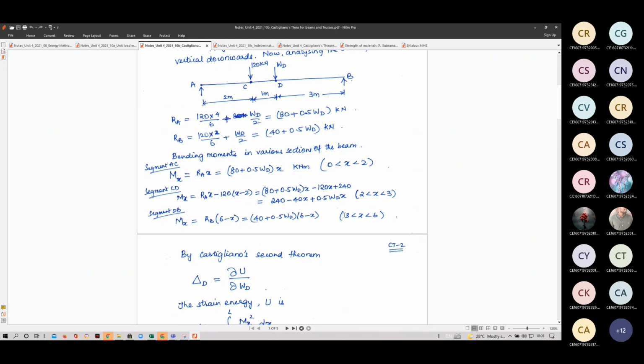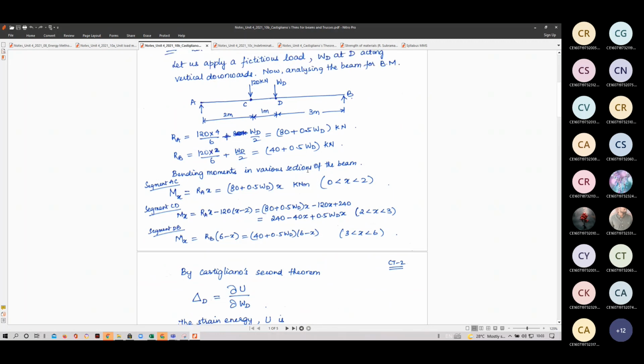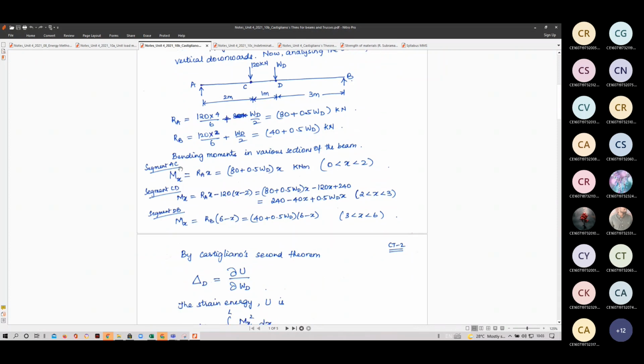Next, bending moment in various sections of the beam. Now you see I have to do the integral of M square by 2 EI dx over the entire length. But my bending moment M in segment AC will be different, in segment CD will be different, and in segment DB will be different. Whenever there are point loads, the bending moments change. So for segment AC, the bending moment is RA times X. So it is simply 80 plus 0.5 WD times X. In this segment X varies from 0 to 2.